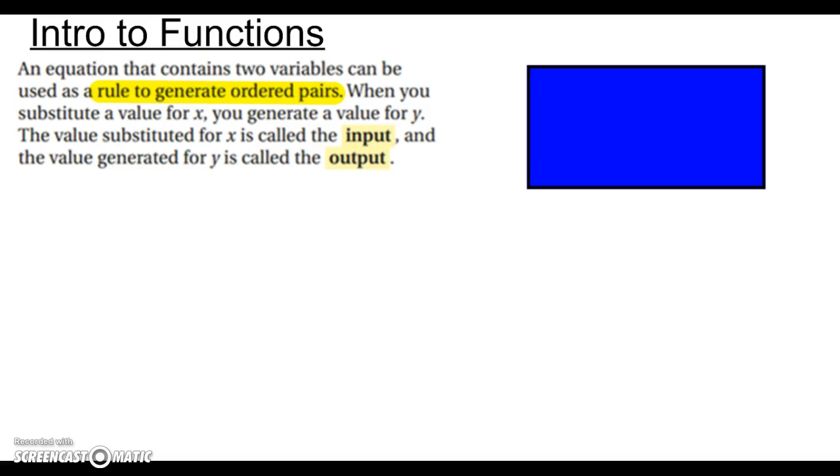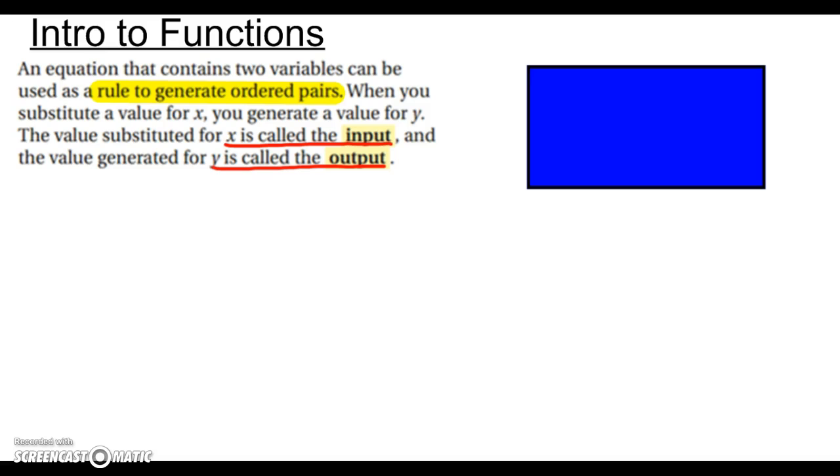So I just want you to understand what functions are. The definition is what's highlighted here. Functions are a rule that generate ordered pairs. And if you remember from the previous video lesson and what we talked about in class, ordered pairs are those XY coordinates that we can graph on that coordinate system or coordinate grid. So really a function just allows you to come up with infinite amounts of points. And in order to do this, you need an input and an output.